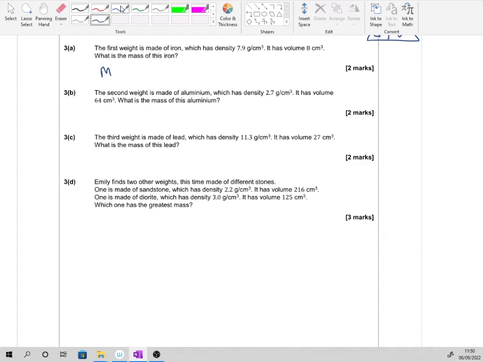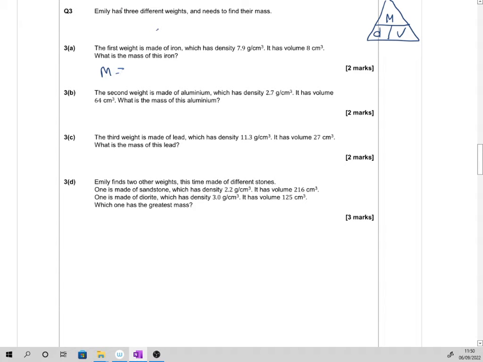Mass is density, 7.9, times the volume, which is 8. So 7.9 times 8 is 63.2 grams.